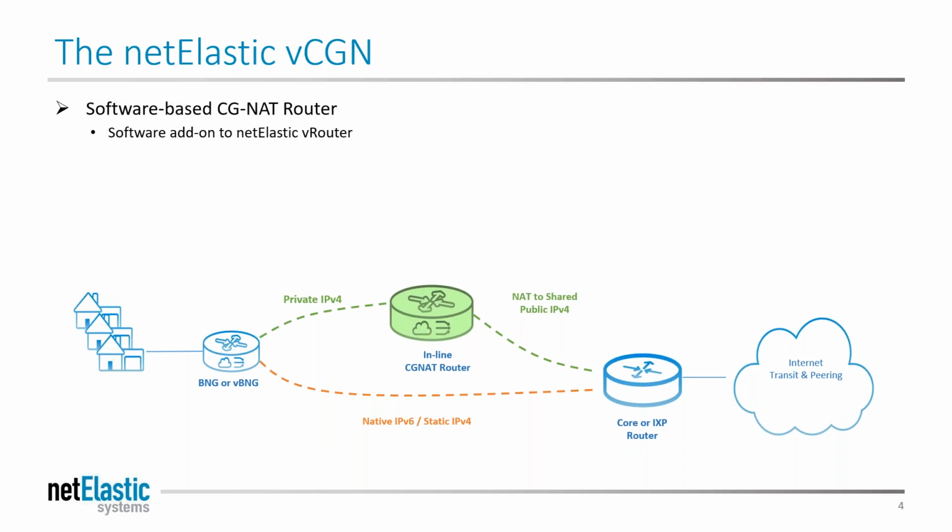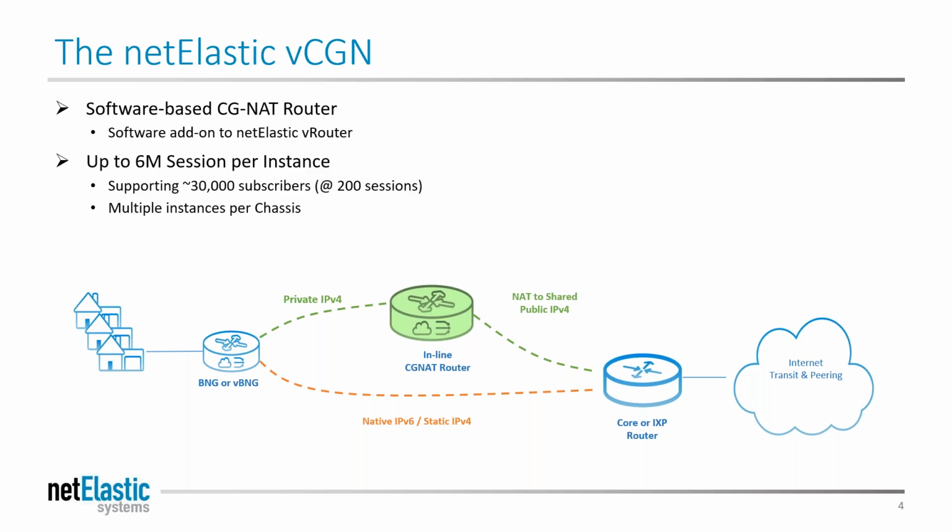So netElastic, what is the netElastic CGNAT solution? Well, the netElastic CGNAT solution is a software-based CGNAT router. It's basically a software add-on to our netElastic standard vRouter. It gives you the ability to have up to 6 million sessions per router per instance.